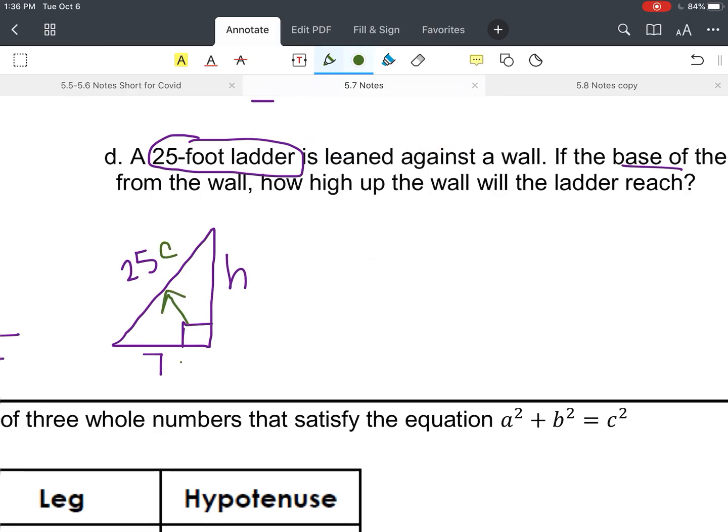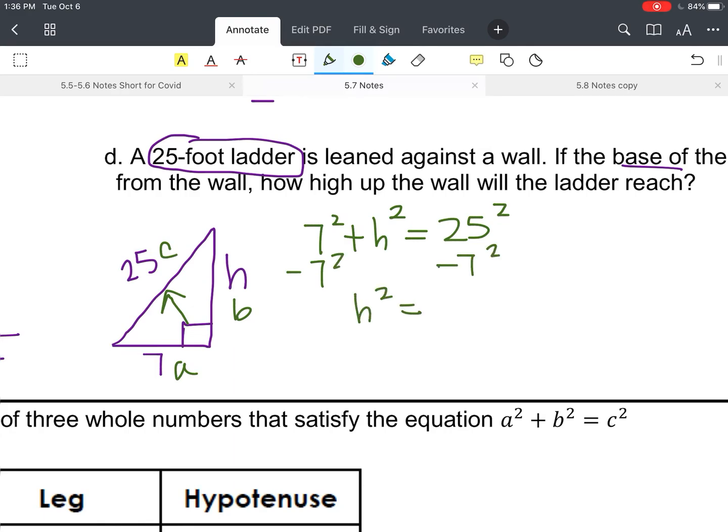Just like always, I need to label my hypotenuse. So opposite the 90 will be your hypotenuse, which is c. It doesn't matter whether you want to call the legs 7 or h, a or b. So I'm going to have 7 squared plus h squared equals 25 squared.